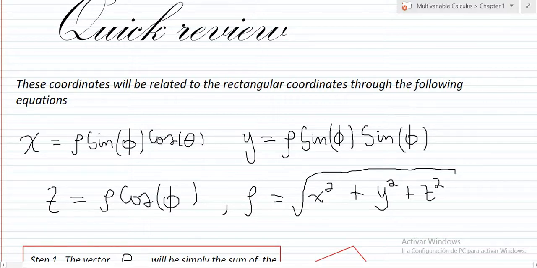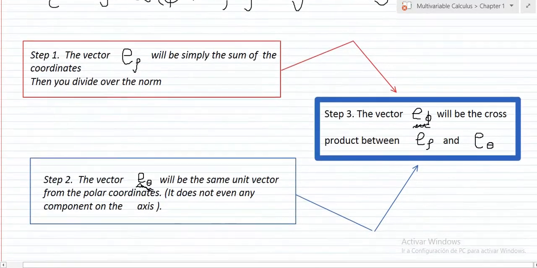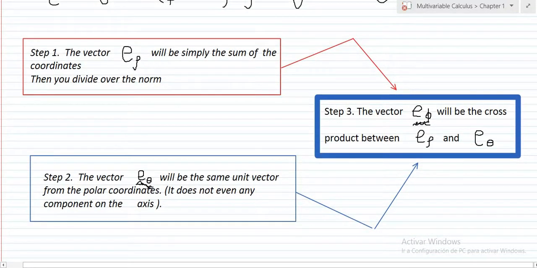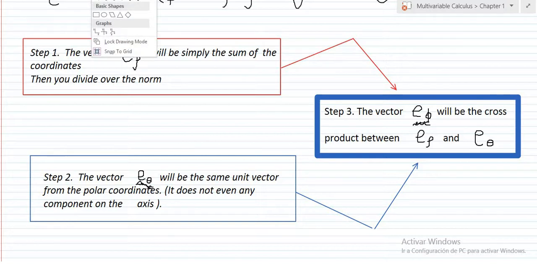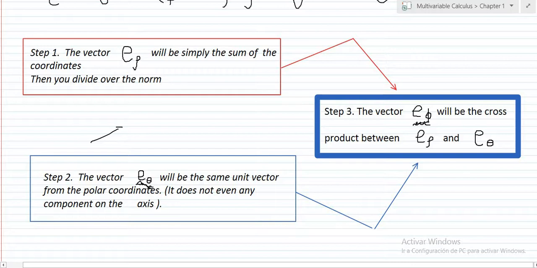And about the actual solution, let's begin with step number 1. In step number 1, you need to get E rho. Basically, E rho is going to be in the same direction as the original vector. What I mean by that is this: if you have your vector in this direction, E rho is going to go in the same direction. So E rho is just going to be the sum of the vectors in terms of x, y, and zeta.